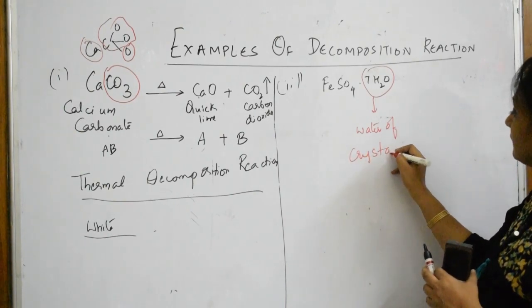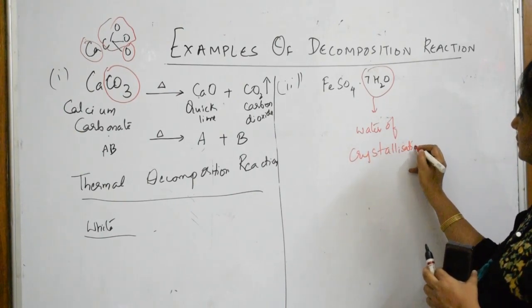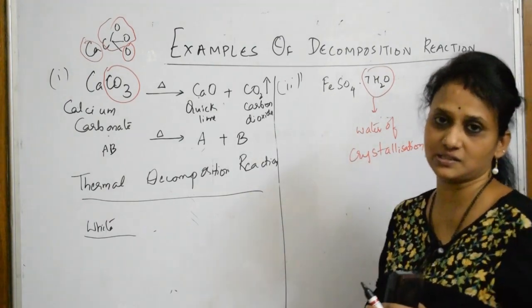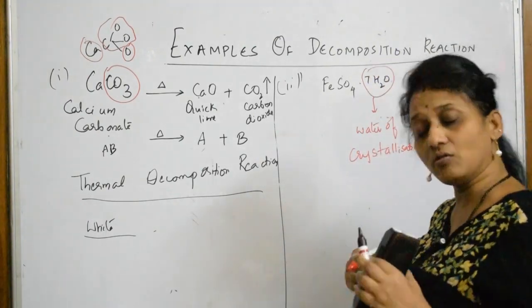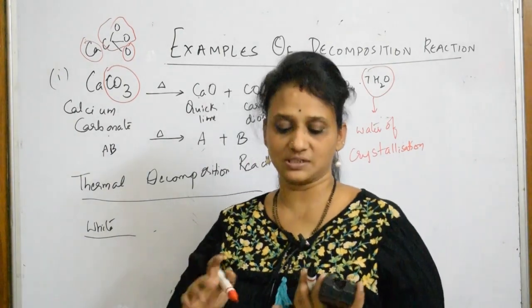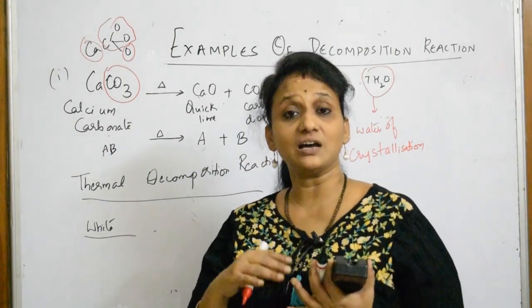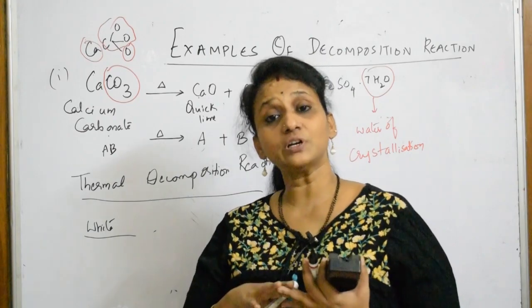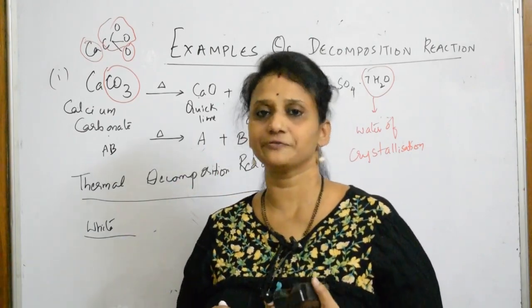Just now I said they impart color to the crystal. So they give color to this crystal. Now, will all of them have 7H2O? No. Some will have half H2O, some will have 5H2O, some will have 2H2O, like that. It will vary with different crystals.